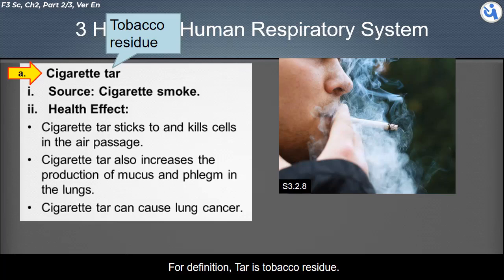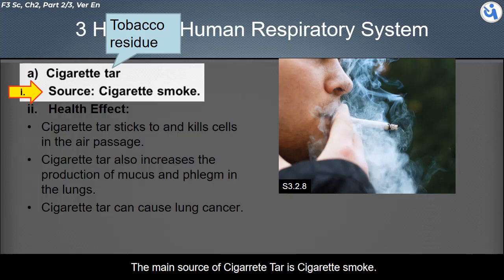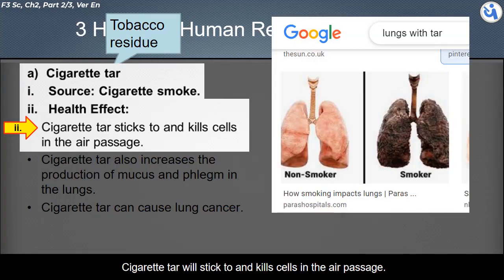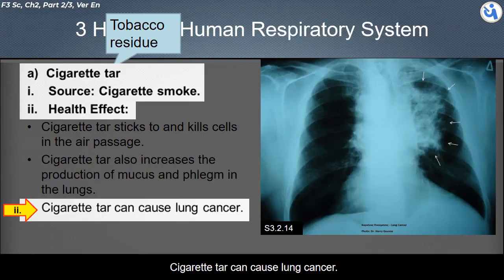About the cigarette tar. For definition, tar is tobacco residue. Cigarette tar is the partially combusted particulate matter made by the burning of tobacco. The main source of cigarette tar is cigarette smoke. The following are the health effects of cigarette tar. Cigarette tar will stick to and kill cells in the air passage. Cigarette tar also increases the production of mucus and phlegm in the lungs. Cigarette tar can cause lung cancer.